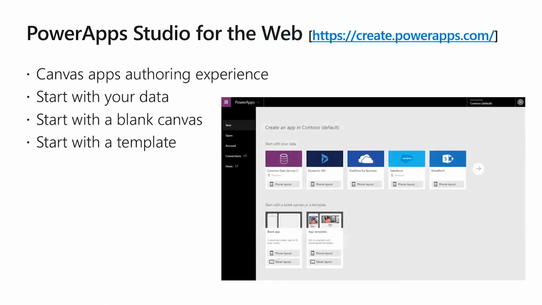Like this is a home page. When you go to this URL, you will come to this. You can create a new app. You can open any app. You can change your account. You can see your flows. What are your flows? And there are two layouts, one is a phone layout and one is a tablet layout, so you can develop for both.